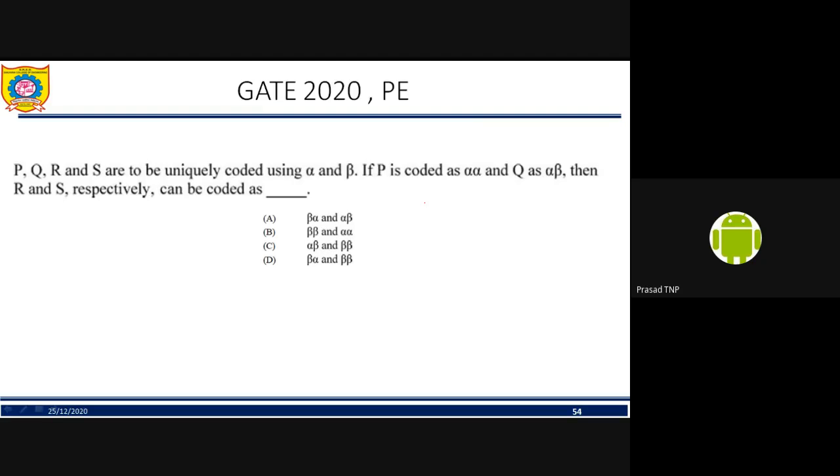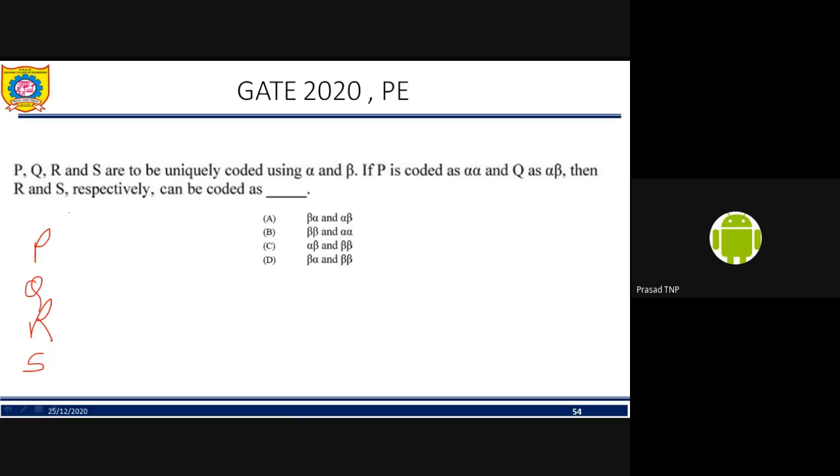Next one, this was asked in GATE 2020. P, Q, R and S are to be uniquely coded using alpha and beta. If P is coded as alpha alpha and Q as alpha beta, then R and S respectively can be coded as. So here we have 4 alphabets P, Q, R, S. So here we require 4 unique codes.